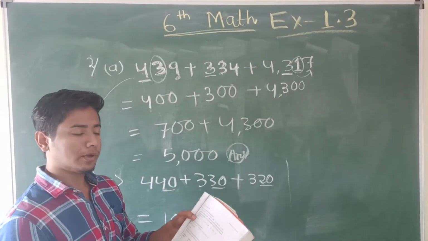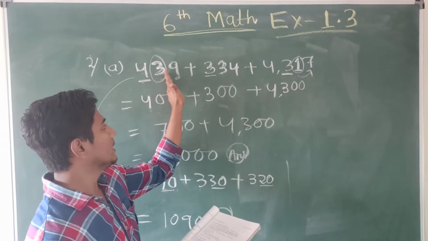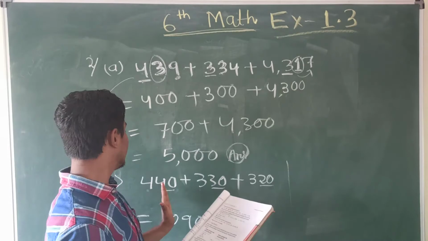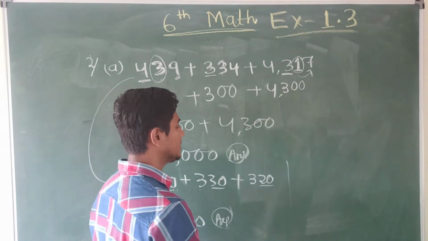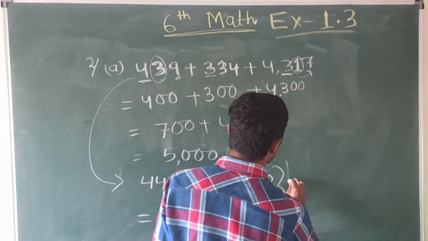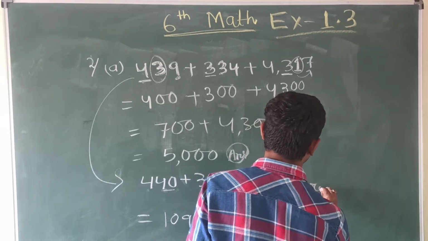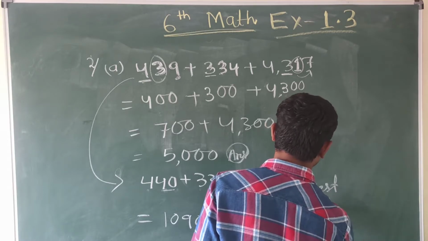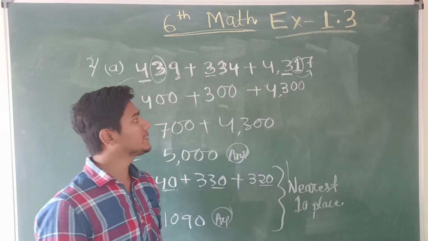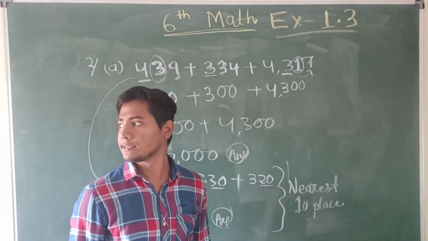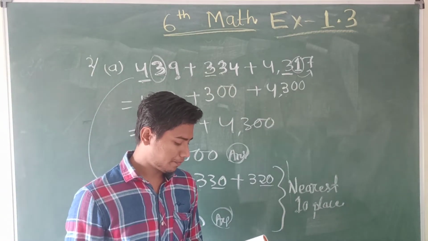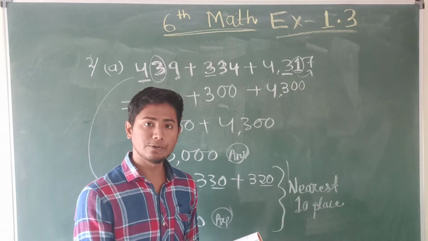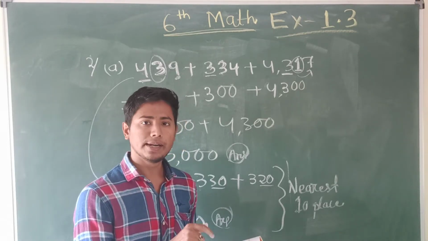So first one I solve. First I rounding the number to nearest 100 place, then I rounding the number to nearest tens place. This is nearest ten place. This is nearest 100 place. So like same way you can do other 3 questions which is given in your textbook.